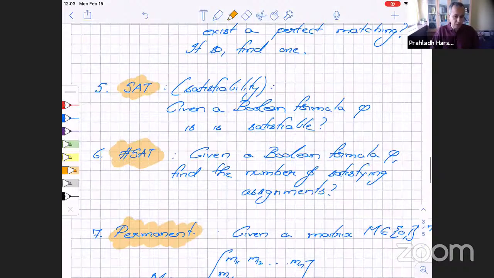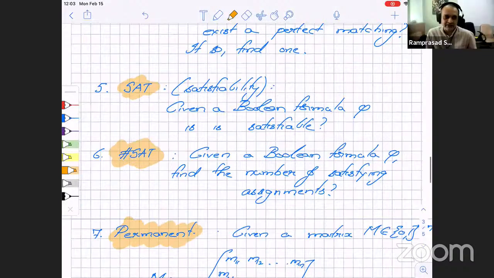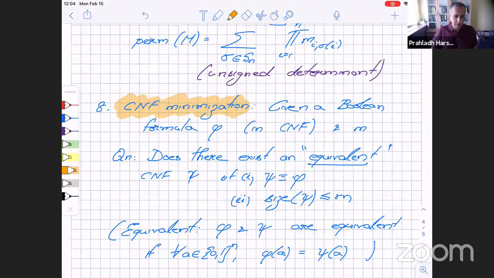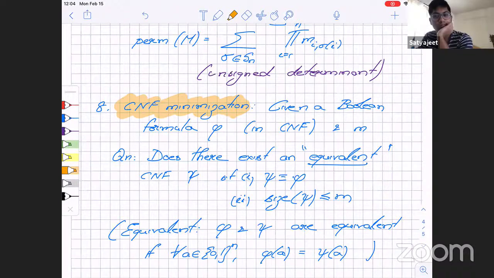What about 8? What are your thoughts on 8? Can you scroll down to 8? Something's gone. Yeah. What about 8? So I give you a CNF and a number m, and I'm asking you, is there a CNF of even smaller size than this particular CNF? It seems hard.